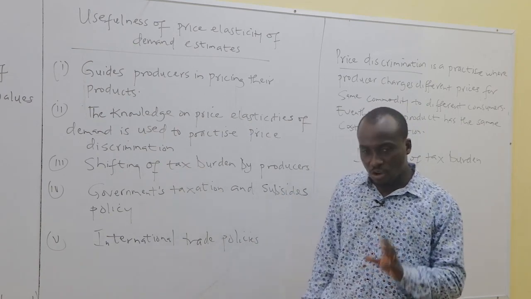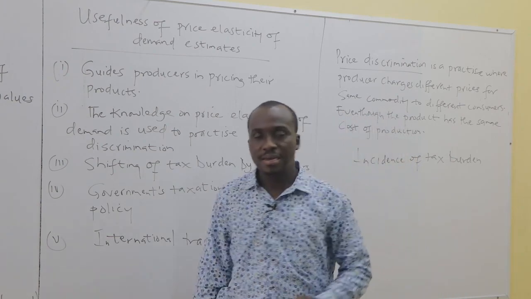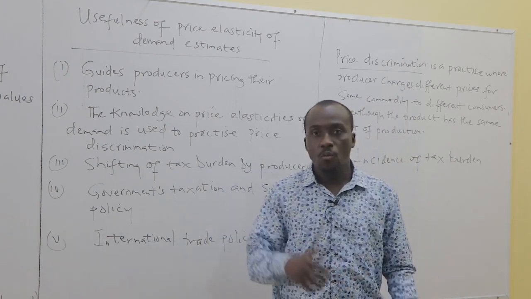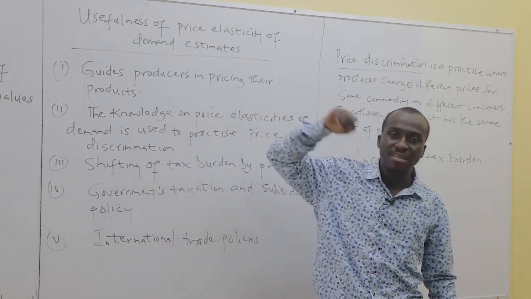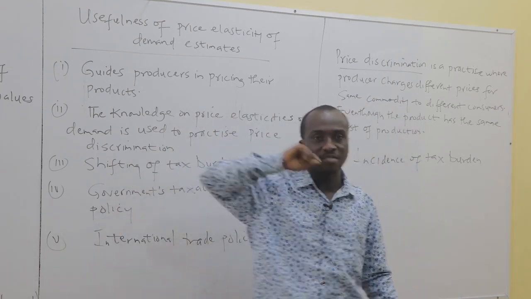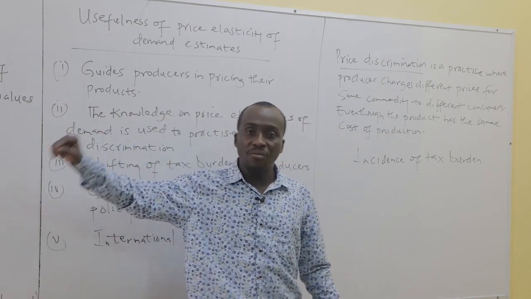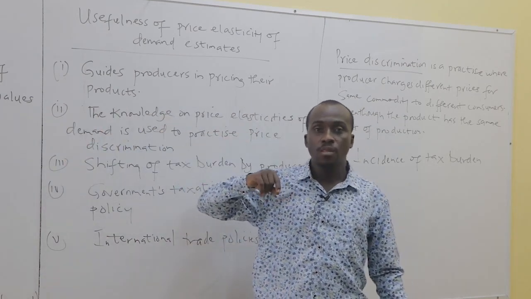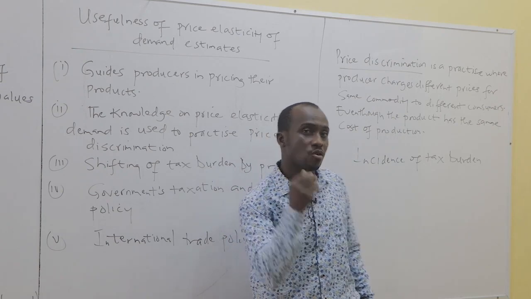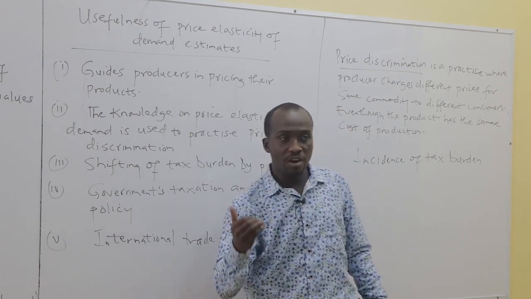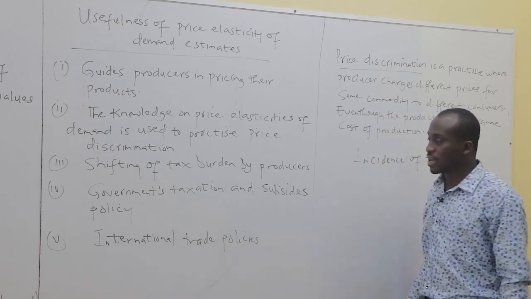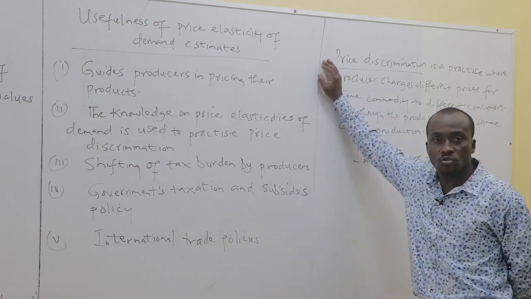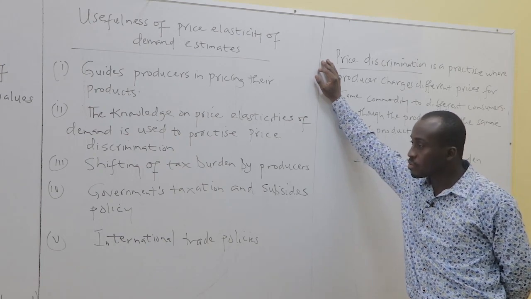So the magnitude of the tax he can shift to the consumers depends on whether the demand for that product is elastic or inelastic. If demand is inelastic, he shifts more of the taxes to them and they still buy it. If demand is elastic, he will shift a small amount of the taxes, or he might not even shift it, so that the price stays low and he keeps on making his money. So it's good for producers when deciding whether to shift their tax burden to consumers or not.